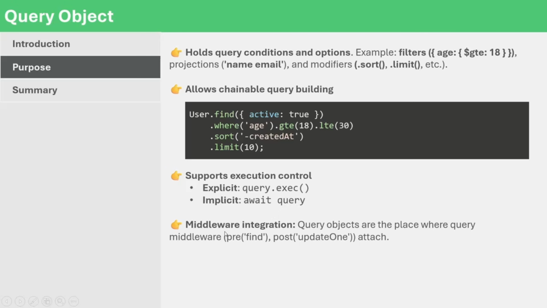And the most important point you need to remember here is that query objects are the place where middlewares, that means the pre and post middlewares, are attached. In the coming lectures, we are going to learn about pre and post middlewares. So you need to remember that pre and post middlewares can be attached to a query because of the presence of the query object.